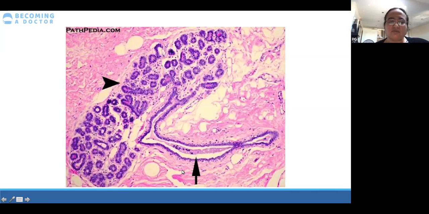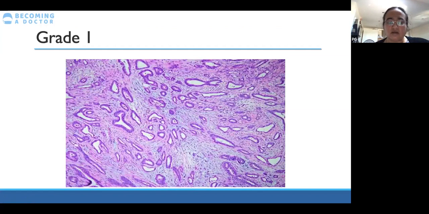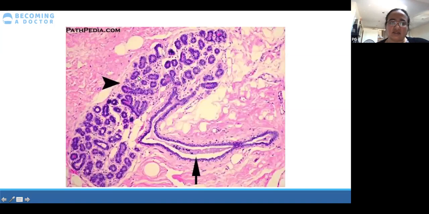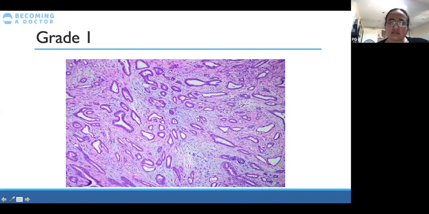So have that in your mind when you look at the next picture, which is a grade 1 breast cancer. You can see that the tumor is forming lots of tubules similar to these tubules here. And that is a degree of differentiation. So seeing that means that this tumor is low grade, because it's resembling its tissue of origin.